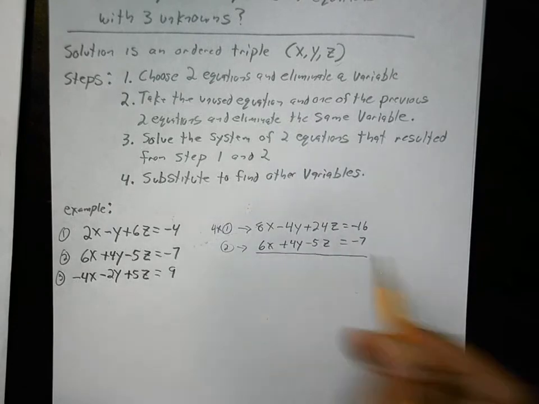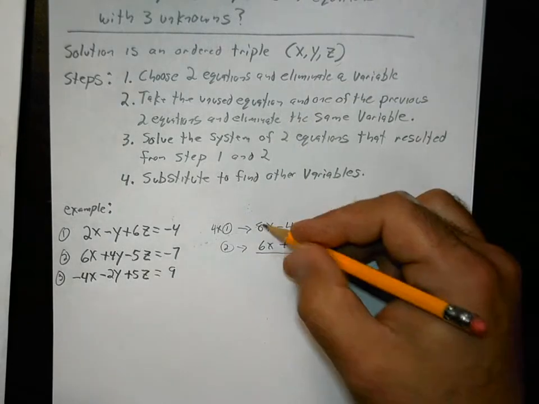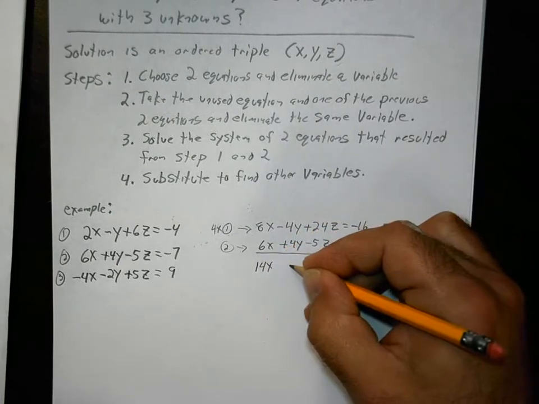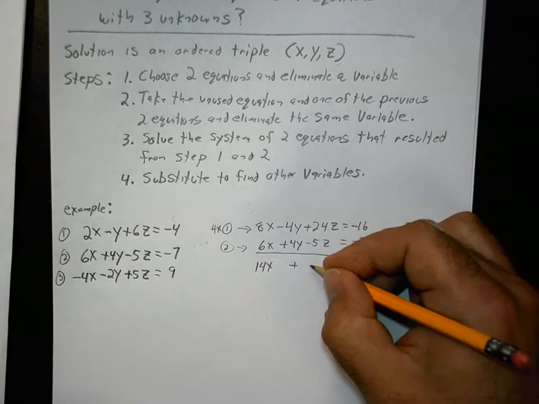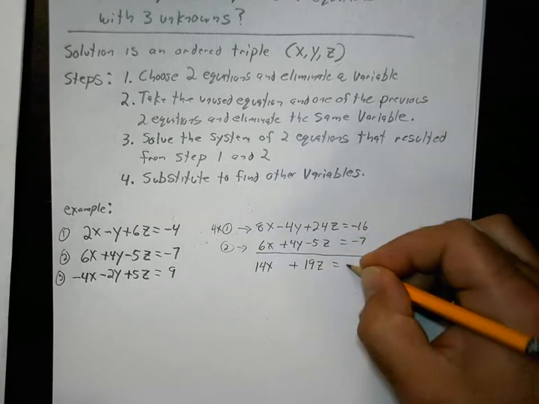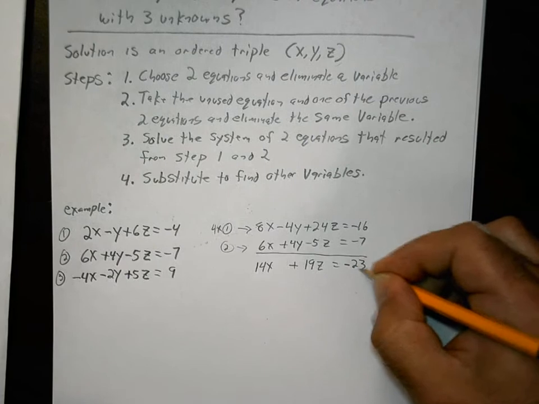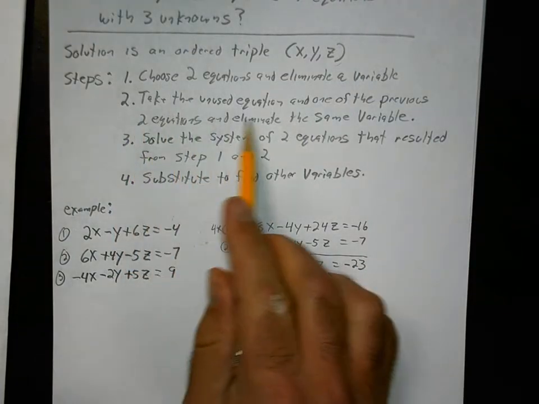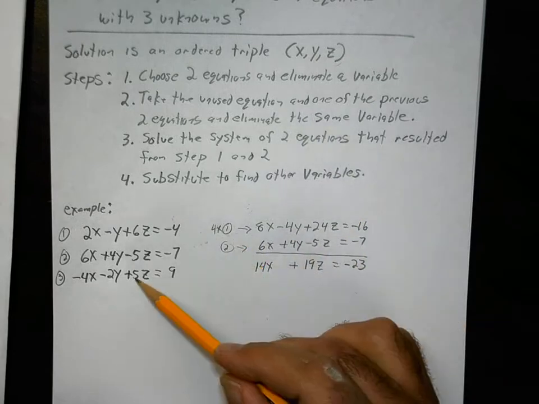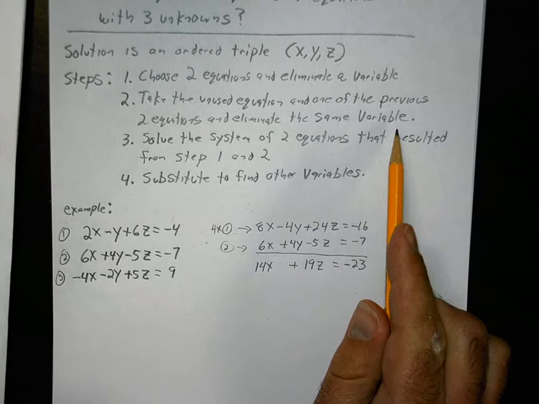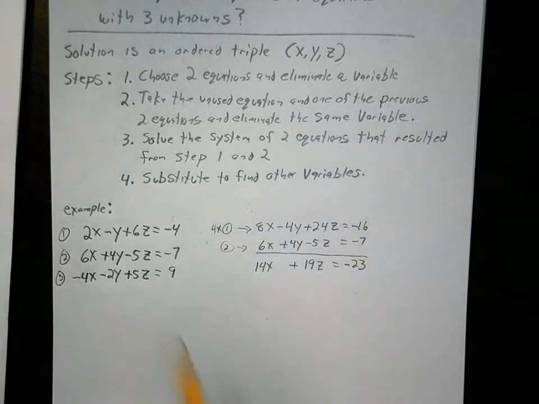And now when I do elimination, I'm going to eliminate the y's. 14x plus 19z equals negative 23. Okay, so step 1 is done. Step 2, take the unused equation, so I need equation 3, and one of the previous two, and eliminate the same variable, so I have to eliminate y again.